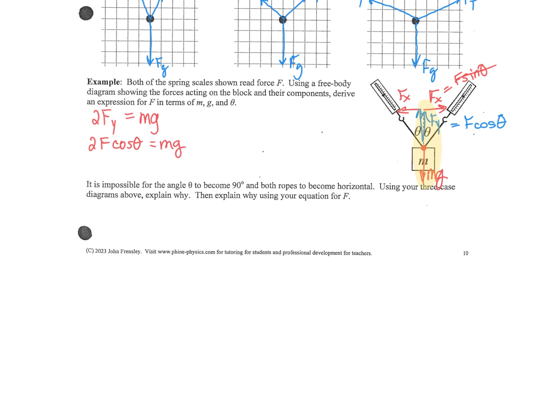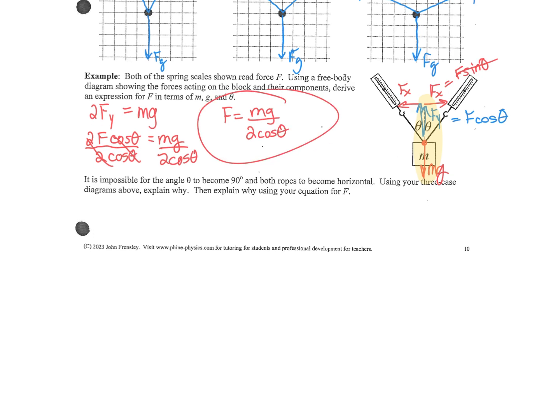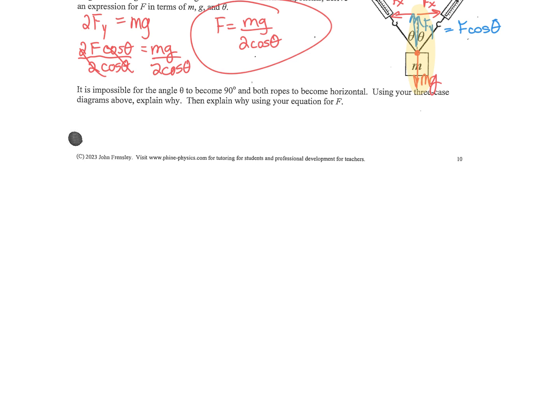All right, so we divide by 2 cosine theta. Divide by 2 cosine theta. That goes away. So we're left with F equals mg over 2 cosine theta. And that would be our answer. It's impossible for the angle to become 90 degrees and both ropes to become horizontal. Think about why that is.